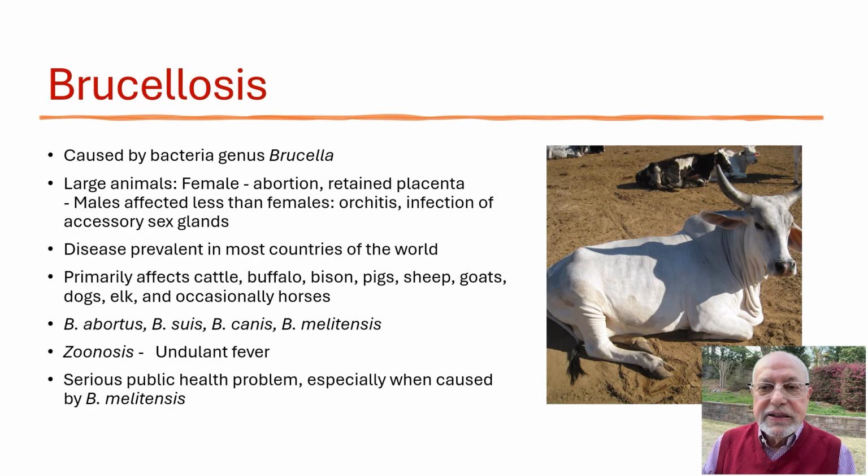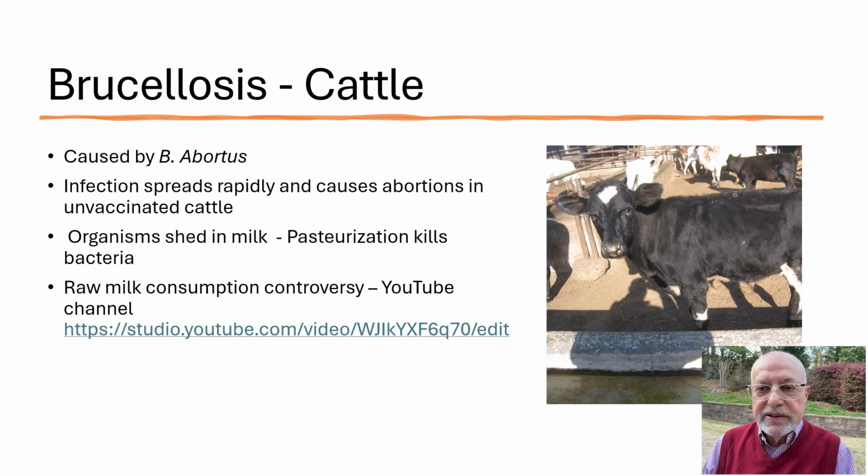There are four common types that we know of that affect different animals: Brucella abortus, Brucella suis, which causes a problem in swine, then we have Brucella canis and Brucella melitensis. It has zoonotic impact, and it causes what they call undulant fever. Many literature sources mention that brucellosis is an undulant fever. It becomes really serious whenever it is caused by Brucella melitensis.